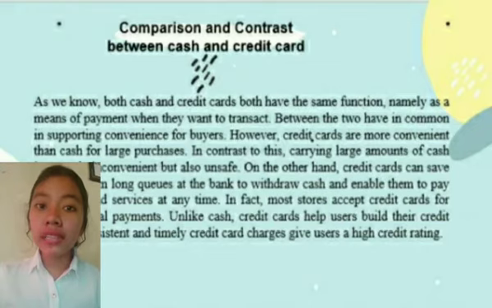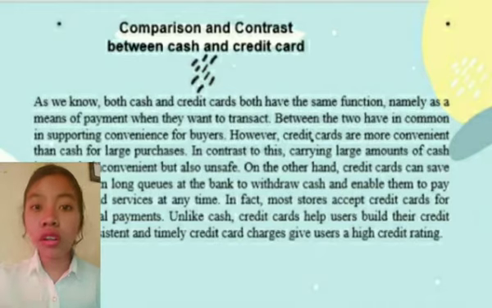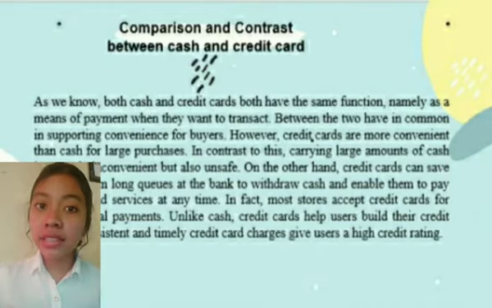However, credit cards are more convenient than cash for large purchases. In contrast, carrying a large amount of cash is not only inconvenient but also unsafe. On the other hand, credit cards can save shoppers from long queues at the bank to withdraw cash and enable them to pay for goods and services at any time. In fact, most stores accept credit cards for small nominal payments. Unlike cash, credit cards help users build their credit history. Consistent and timely credit card payments give users a high credit rating.